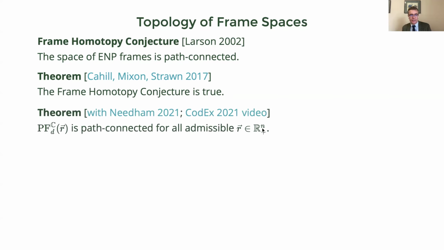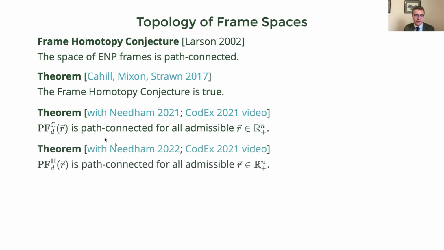And then Tom and I were able to generalize this a little bit by showing that, okay, well, if instead of equal norm Parseval frames, maybe I pick the norms to be something else. Well, if I work over C, it's still going to be path connected. In fact, if I work with quaternionic frames, that's also true. If I can choose any norms I like, the Parseval frames with those norms are going to be path connected over either C or H.